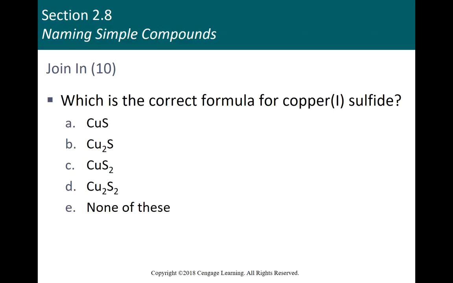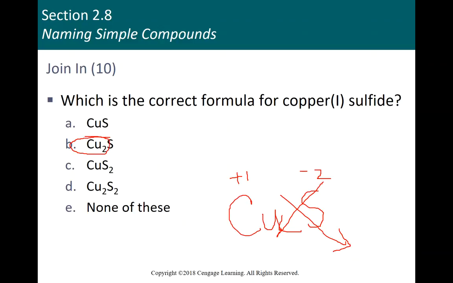Copper 1 sulfide. Let's get the pen out on this one. Copper 1, so copper, and it's a +1. Sulfur is in the same column as oxygen, so it's a -2. So if I cross those, I end up with a 2 with the copper and a 1 with the sulfur. So B is your correct answer on that one.